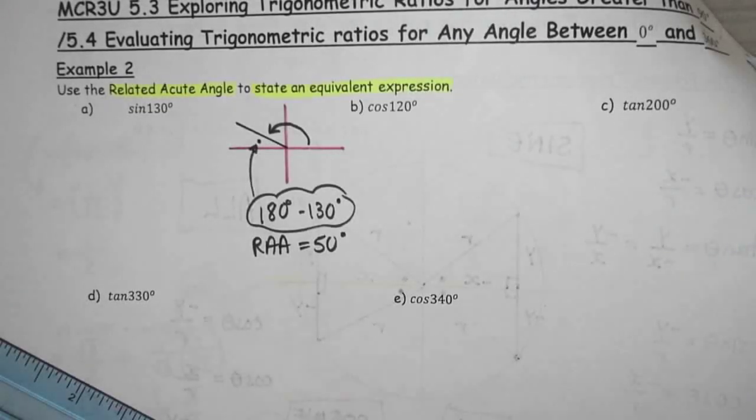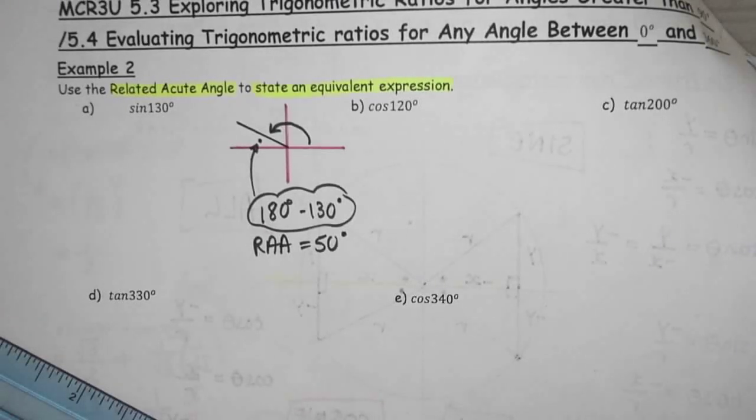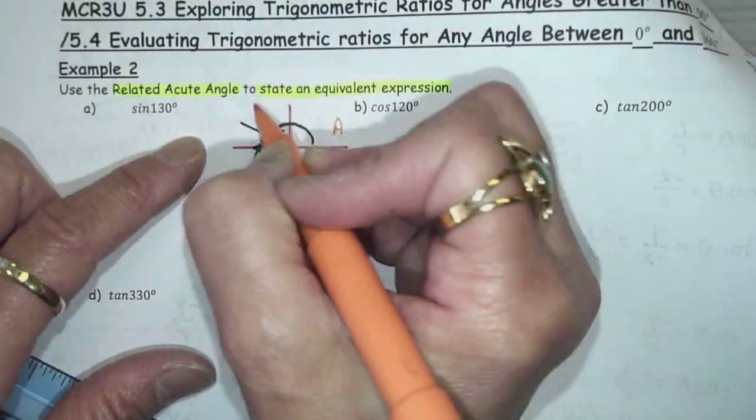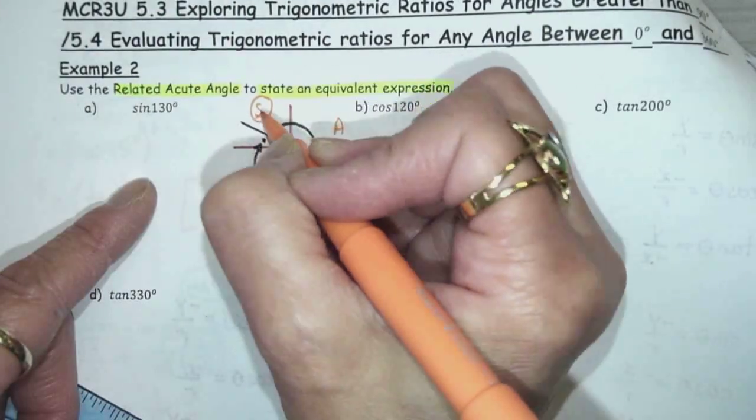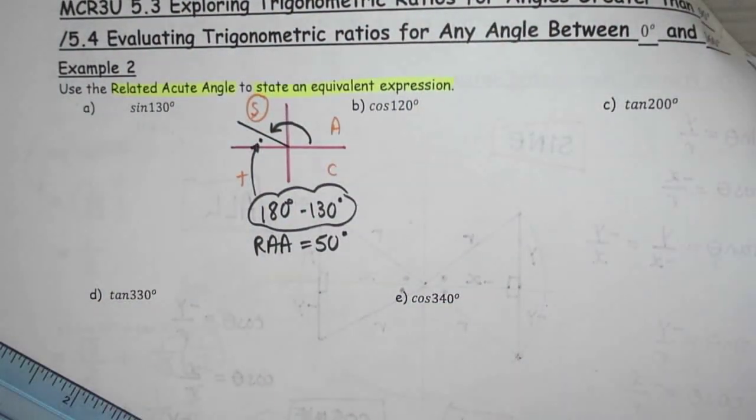Oh, and which quadrant is it in? I want this to become natural. Every time I do this, I always look at which quadrant. So CAST, it's the S quadrant, right? You don't have to write all the letters, just show me it's the S quadrant. S quadrant, RAA is 50. That's what we did in the previous example.